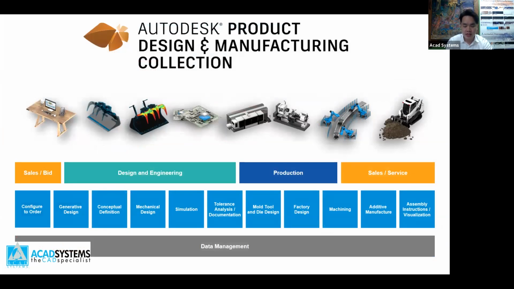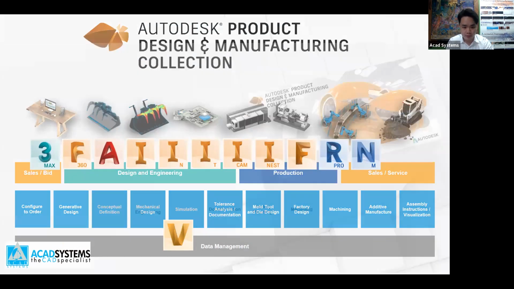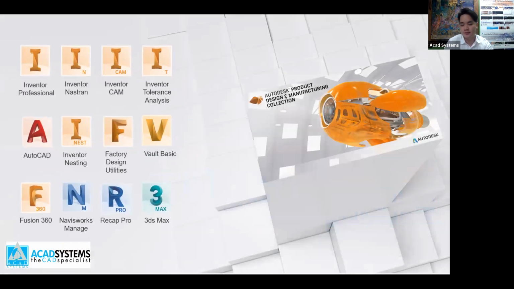Okay, so we're done with the name user. Now we will go to the product design manufacturing collection. For this bundle, there is a lot of software. The first will be the Inventor Professional.